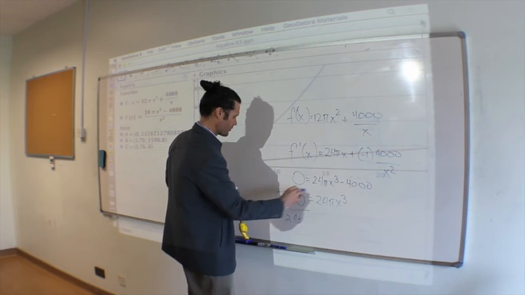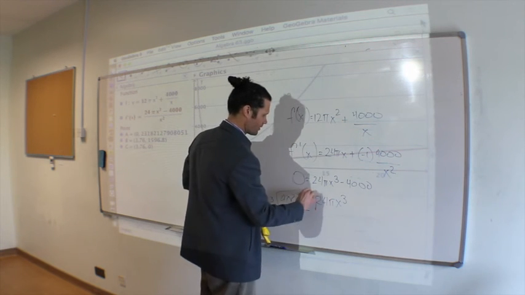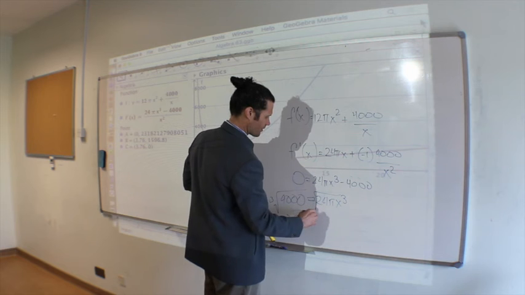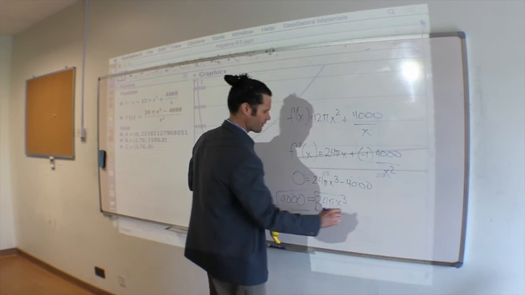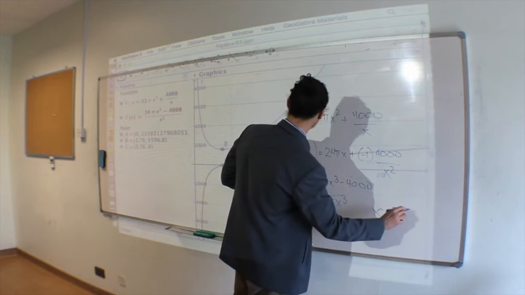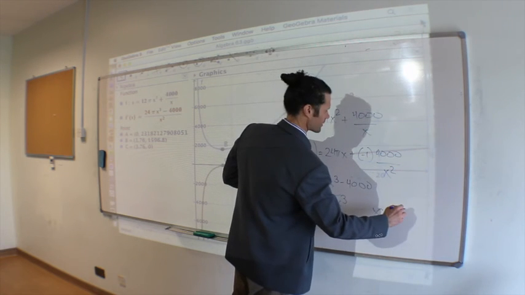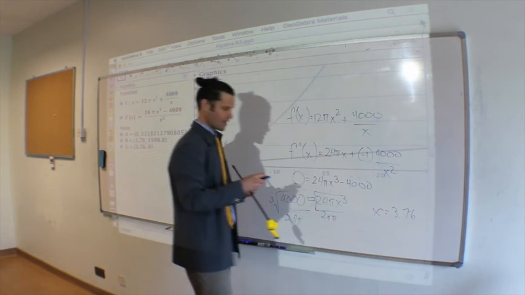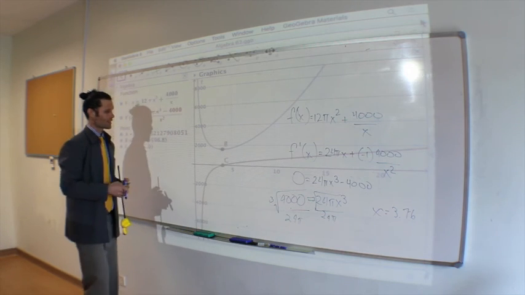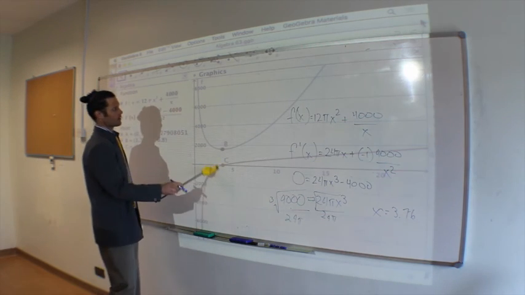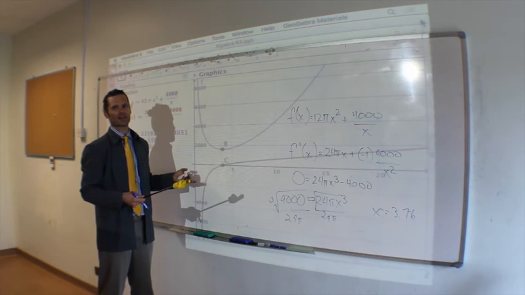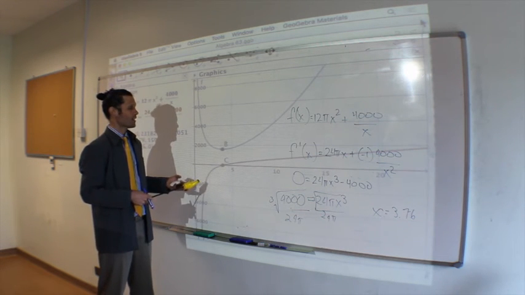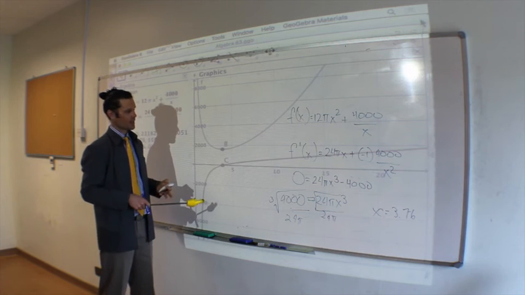We'll take the cube root and divide by 24 pi here to get rid of that. And we get x equals 3.76. Same as Geogebra did for us in an instant here. Right? But if we don't have these graphing utilities, for example, on a test or out in the real world, then we need to do things by hand.